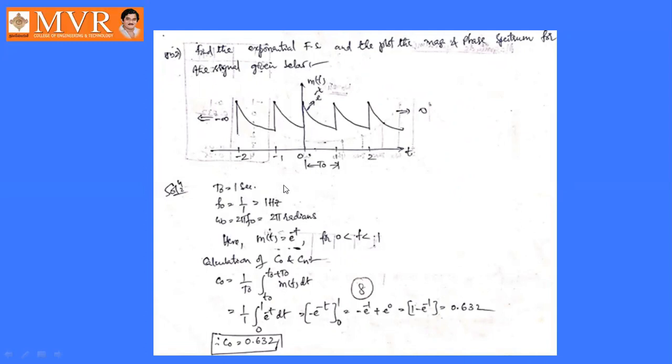What is m(t)? m(t) is given as e^(-t), from 0 to 1, 0 < t < 1. After that, we have to calculate the C0 and Cn values. How to calculate the C0 value? C0 equals 1/T0 times the integral from T0 to T0 plus T0 of m(t) dt. m(t) is e^(-t), the integral of e^(-t) is -e^(-t) with limits 0 to 1. By simply substituting these values, we get the C0 value as 0.632.